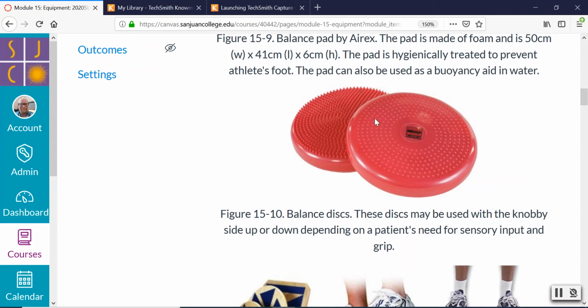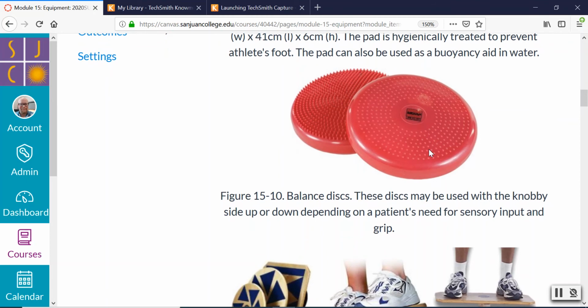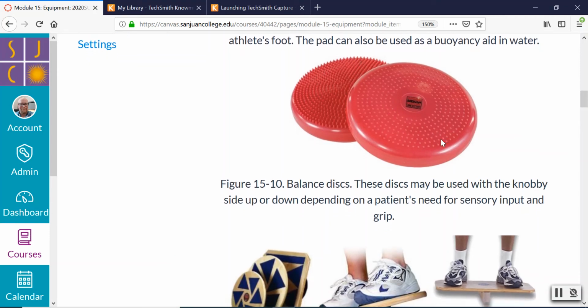And here's a balance discs, just some plastic balance discs. There's a smoother side and a rougher side. You can choose either way that you want the person to stand on it. The rougher side provides a little bit of grip. The smoother side is a little bit more challenging.